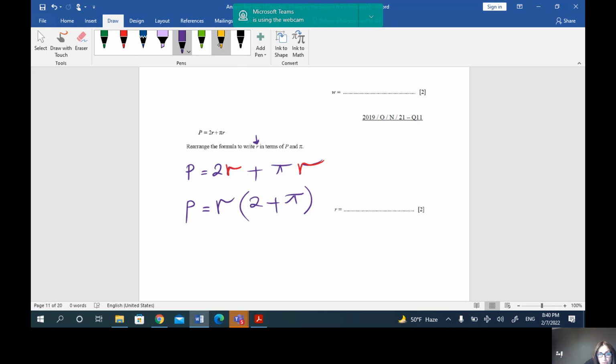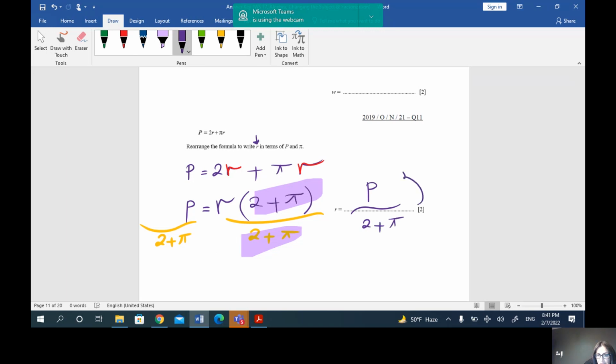To get rid of what's inside the bracket, because it is multiplied by R, we're going to divide all this by what's inside the bracket and apply the exact same thing on the other side. So this is going to be cancelled with this. Accordingly, R is equal to fraction P over 2 plus pi.